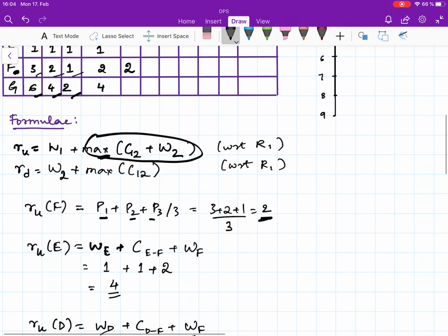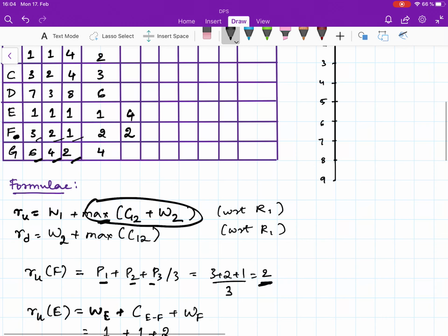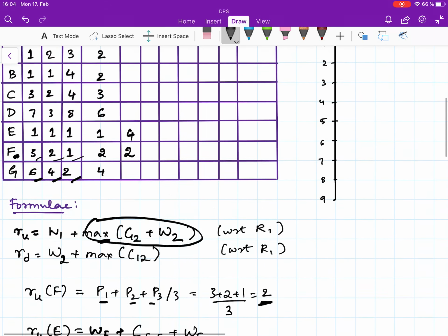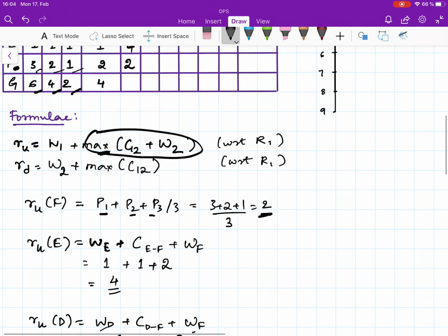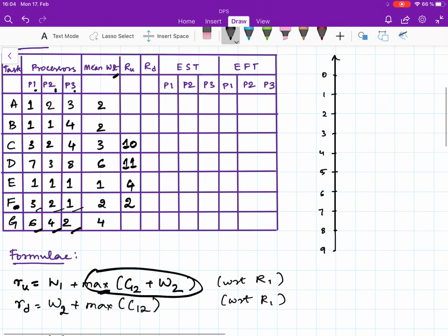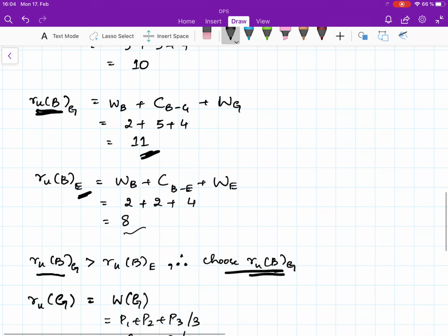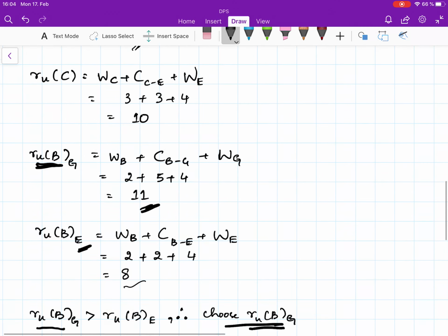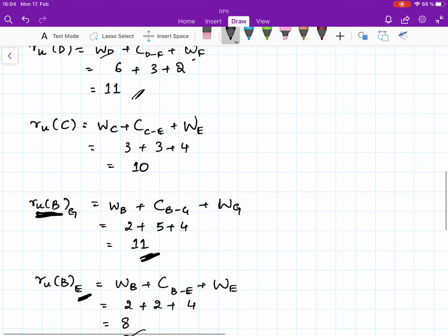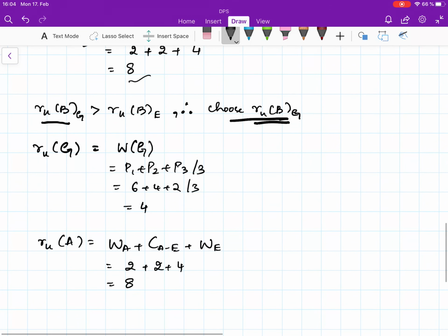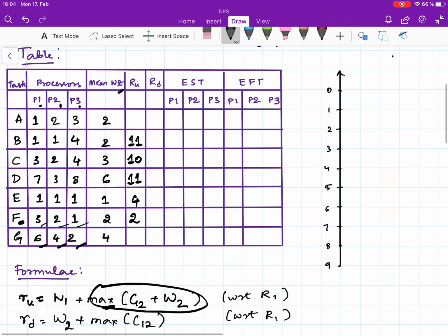So for F it is 2, for E it is 4, and for D it is 11, and for C it is 10. Alright, for B, yes, we need to take B with respect to G, that is 11 again. 11, and then A and G. So G was 4 and A was 8. Okay, G is 4 and A is 8. Alright, so this is almost half the problem.